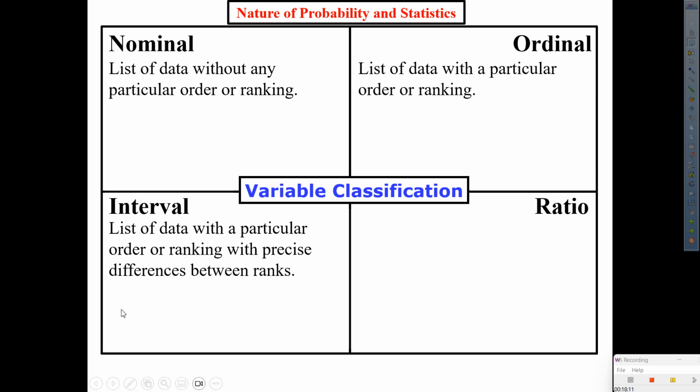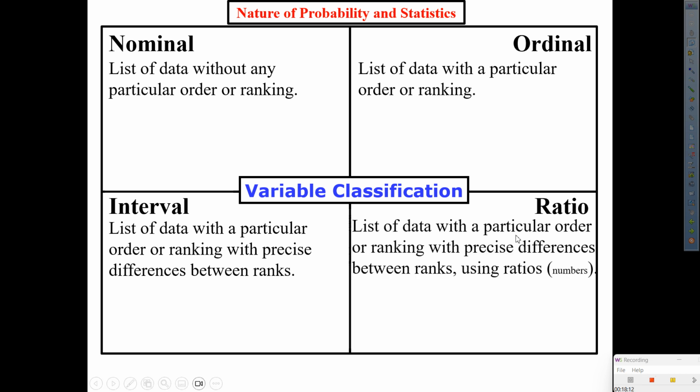And last but not least, ratio: list of data with particular order and rankings, precise differences in ranks, however, using ratios. Ratios, this is where we start using numbers here in regards to ratios. So what does that mean? Whenever you set something aside using numbers, you can create ratios using those numbers.